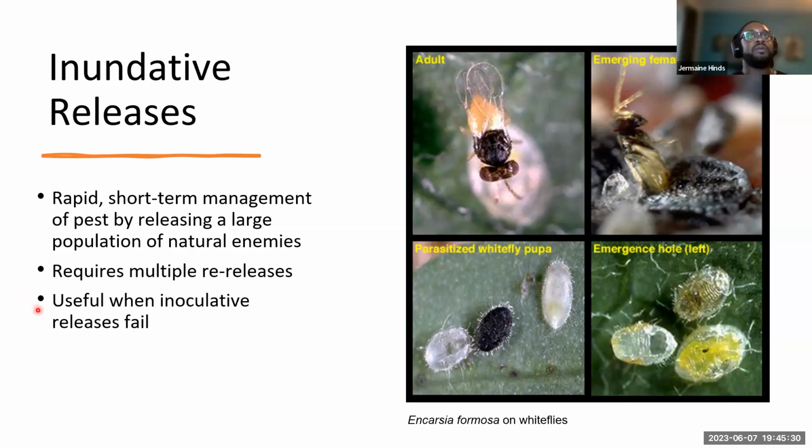And this is useful when inoculative releases fail. So if you bought a small amount to release and they didn't quite take, you can often come behind later with a larger number to bring an exploding population back down. One of the very classic examples of inundative releases is for the whitefly in greenhouses. This is a parasitoid that you can buy and release in the greenhouse, and they're good at really bringing down whitefly numbers.